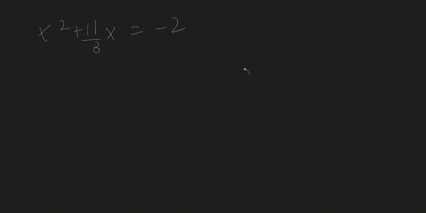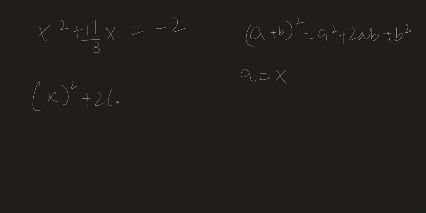So our a is x, and we'll be using the first identity, the (a plus b) whole square identity, as it is x squared plus 11 over 3 x. So our a is x. Our b would be half of 11 over 3, which is 11 over 6. We're going to subtract (11 over 6) squared as well.